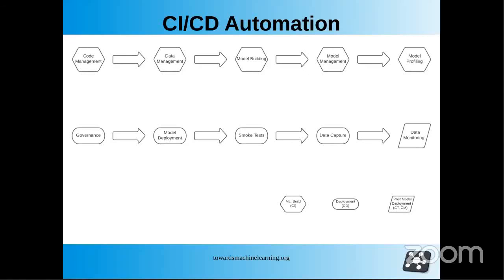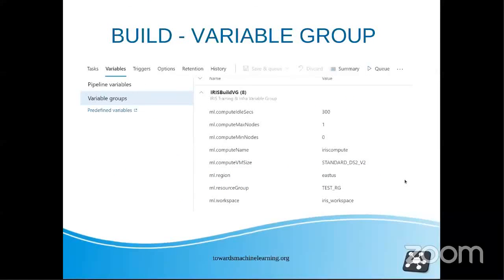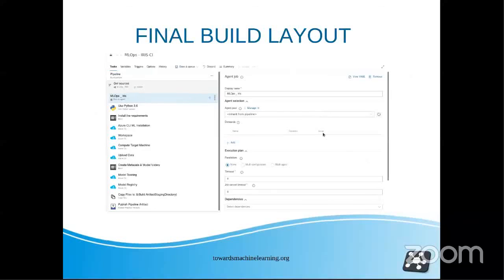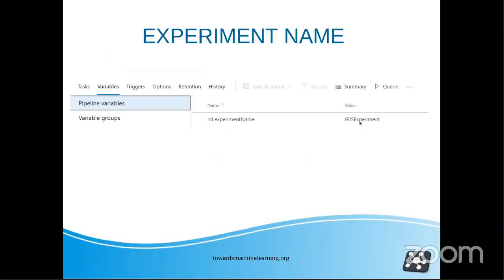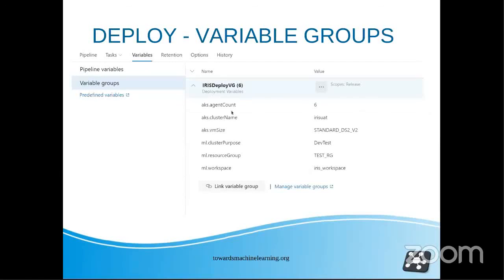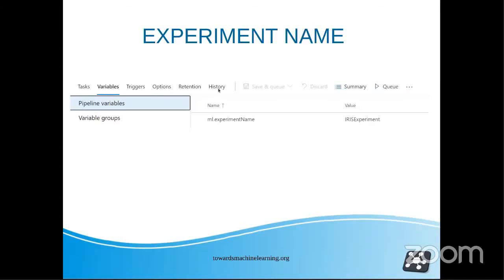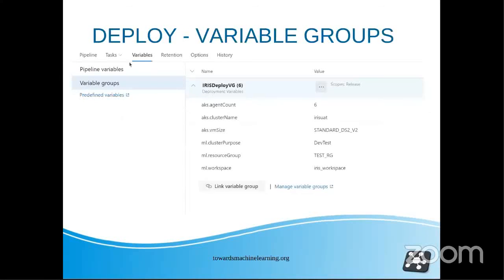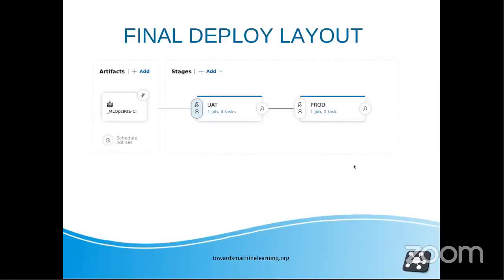So for the free subscription, you can use Azure Resource Manager, and for that you can conduct the smoke tests as well. But for data capture and data drift, you will have to upgrade yourself to the Kubernetes. Okay. Now, a quick recap of what we have. We have the build variable group. It's very important for you to have the final build layout. This is how it's going to look like. Okay. The experiment name, the deploy variable groups, okay, because by the end of this your CI pipeline will be established. Then you'll have the deploy variable groups, then you'll have the final deploy layout.